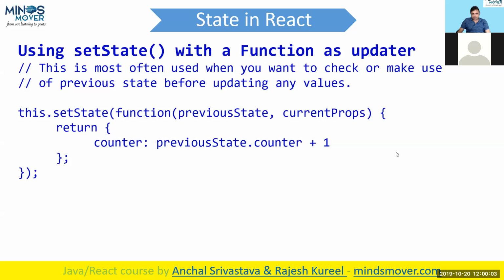So here my question is, do we get this previous state variable by default, or are we passing something into this? No, this is internally maintained by React, and it will automatically come from React.